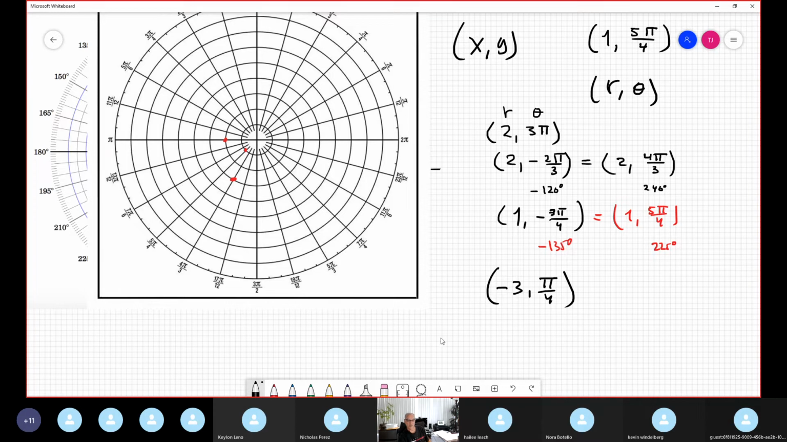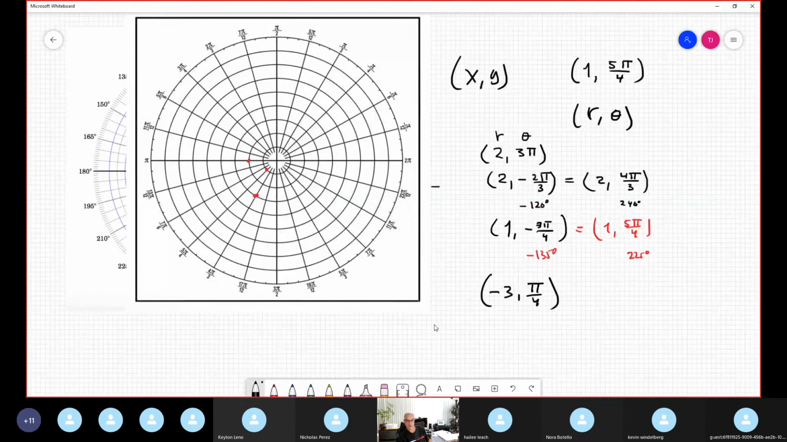How do you plot that? My recommendation is always start with theta, the angle. Pi over 4 is 45 degrees, over there, so you rotate here. And 3: 1, 2, 3, here. But this is positive 3. If it is negative 3, it is in the opposite direction. So it is here, 1, 2, 3. This point is this one.